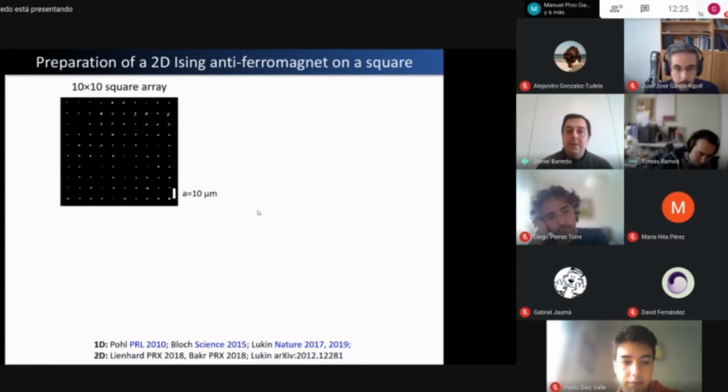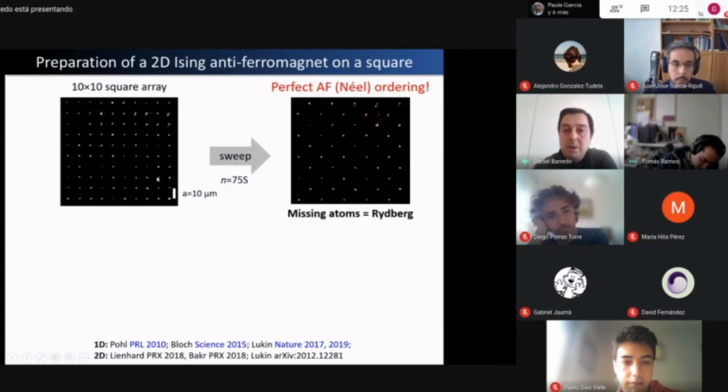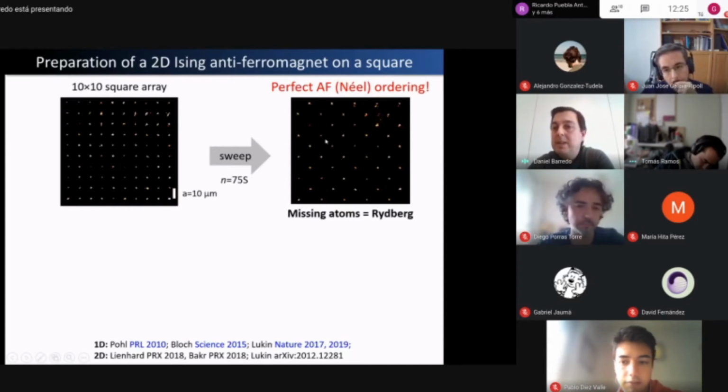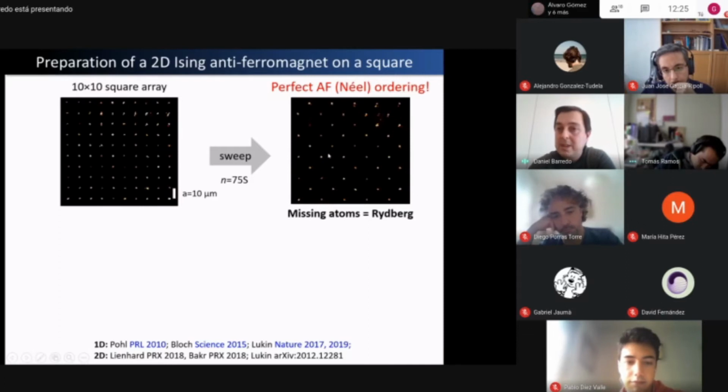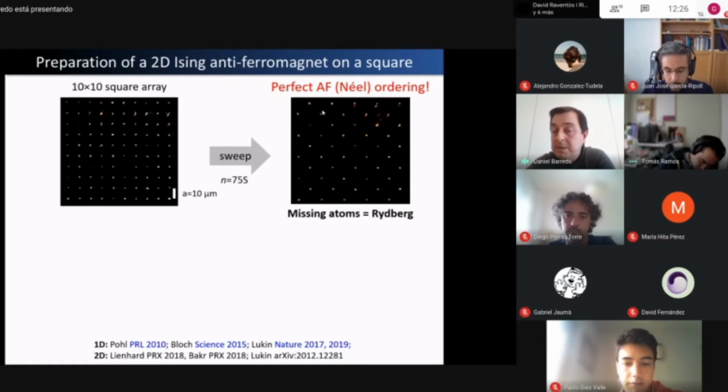Okay, so we do this for a 10 by 10 square array. This is the initial configuration, as I showed you before. It's a defect-free array. And now we apply the sweep. What you see on the right is that there are some atoms missing in a staggered configuration, which is the thing that we are looking for, because the atoms that you don't see in the image are atoms that have been promoted to the Rydberg state. This is so because in our experiments we cannot detect atoms if they are in the Rydberg state.